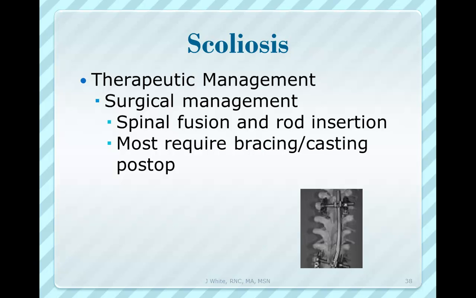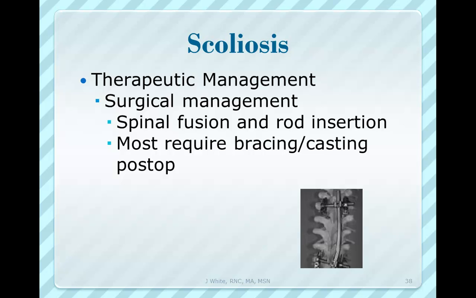If this is not successful, or the degree of curvature is too large or is increasing, they may choose to do a spinal fusion and rod insertion. And this is what you see. This is a surgical procedure where they go in and put this metal rod, screw it into the vertebrae to hold it straight. Many times prior to this, they may use the casting and bracing, or they may put the child into traction beforehand.